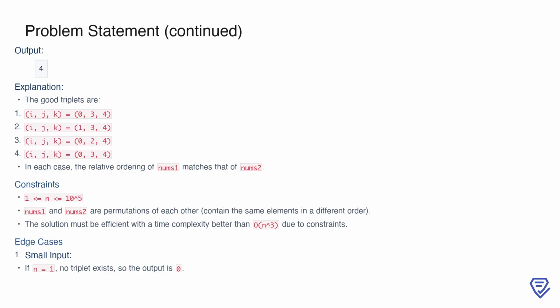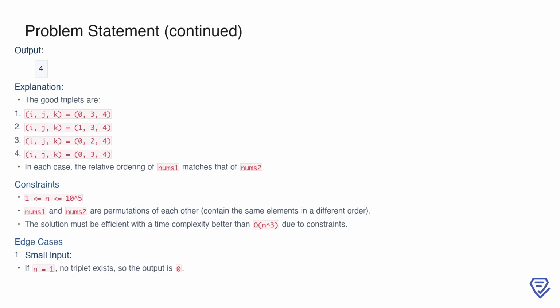Now, consider another example where nums1 is 4, 0, 1, 3, 2, and nums2 is 0, 4, 3, 1, 2. This time, the output is 4, as there are 4 good triplets. These are 0, 3, 4, 1, 3, 4, 0, 2, 4, and again 0, 3, 4. In each case, if we check the relative order of the elements at these indices in both arrays, it matches. For example, for 0, 3, 4, the values in nums1 are 4, 1, and 2, and in nums2 they are 4, 1, and 2. The relative order is consistent. Similarly, the other triplets also satisfy the condition.